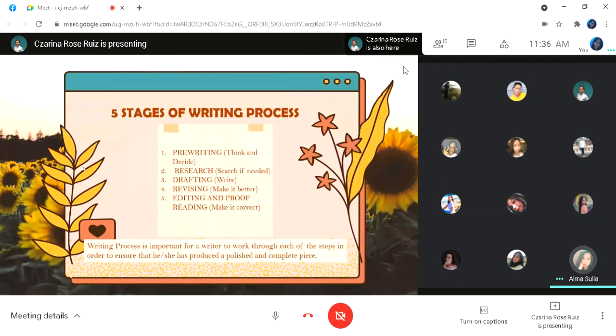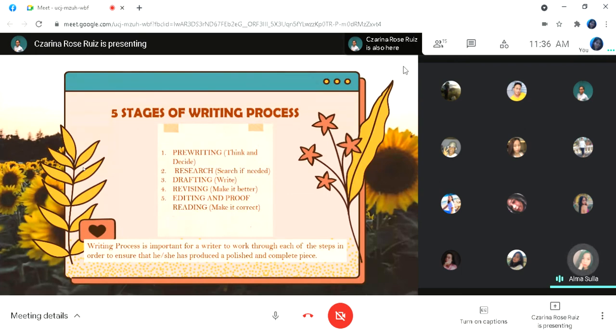The last stage is the editing and proofreading. And editing involves looking at each sentence carefully and making sure that it's well designed and serves its purpose. Proofreading involves checking grammatical and punctuation errors, spelling mistakes, and etc. Proofreading is the final stage of the writing process.